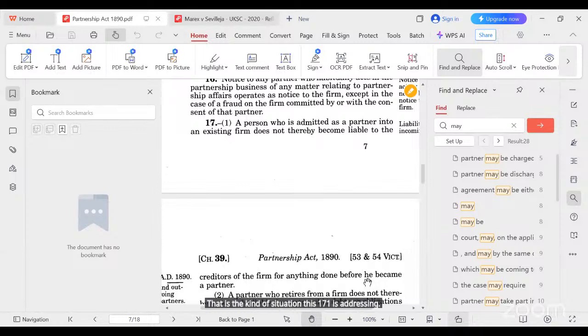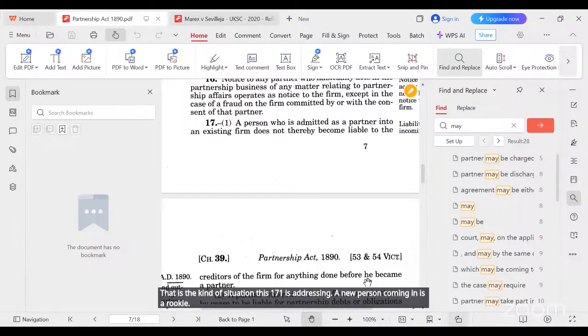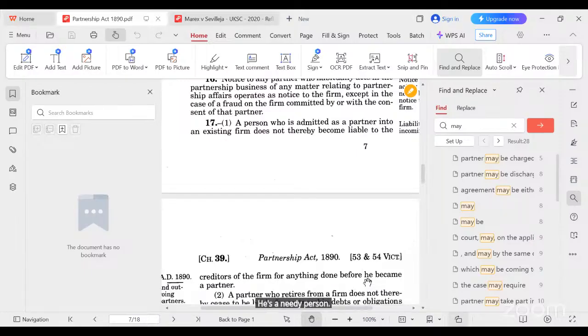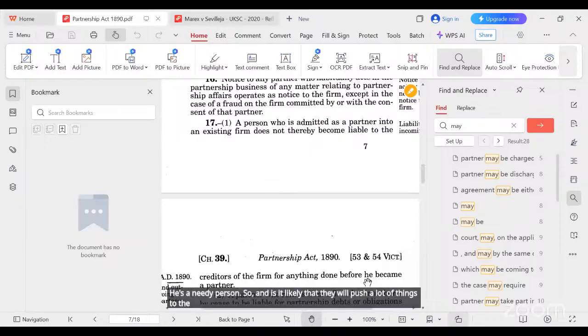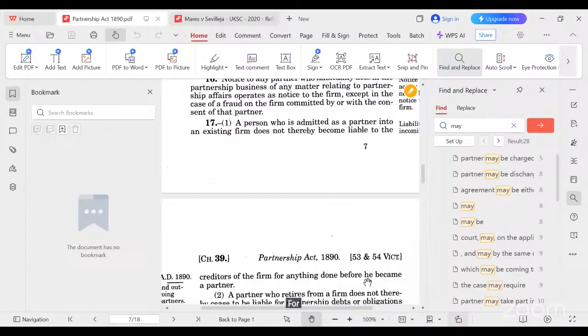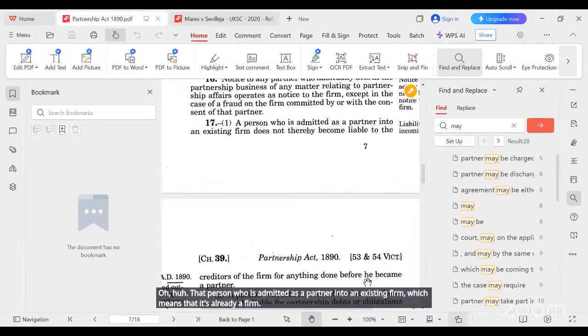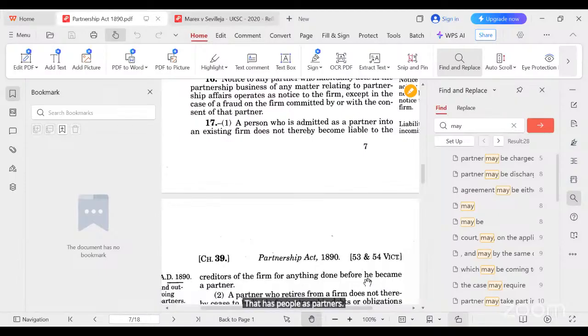A new person coming in is a rookie. He is a needy person. So it is likely that they will push a lot of things to him or her, to take as a burden. But this section protects that person who is admitted as a partner into an existing firm, which means there is already a firm that has people as partners. He is coming to join them.